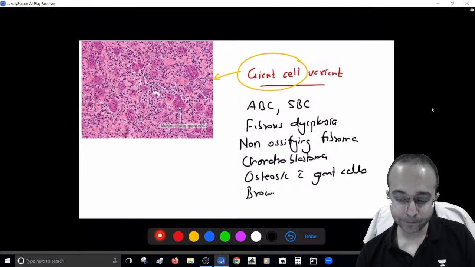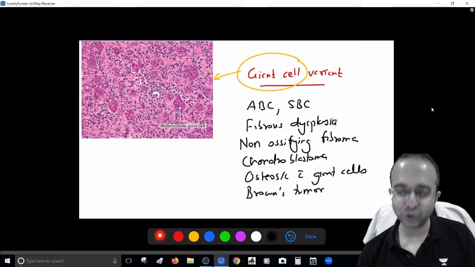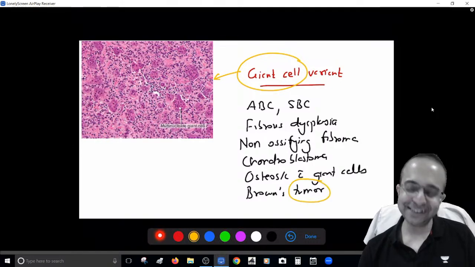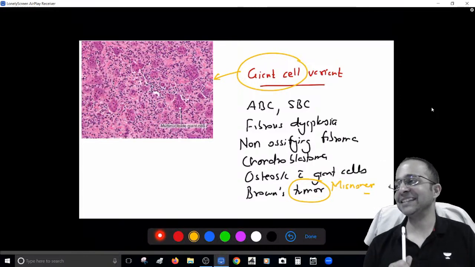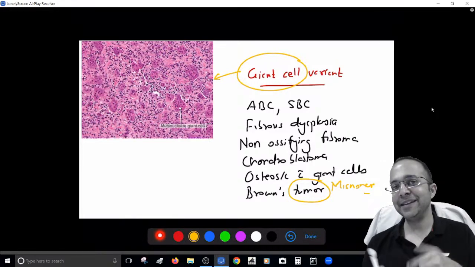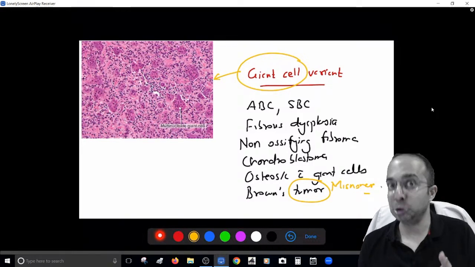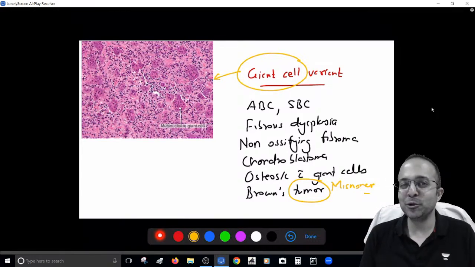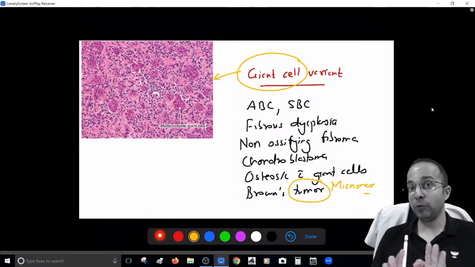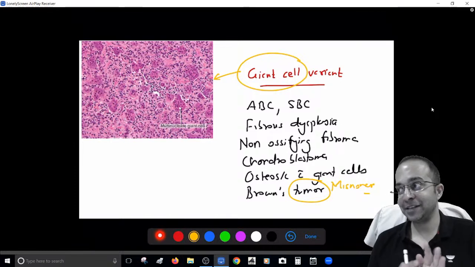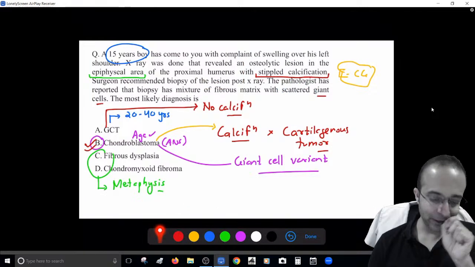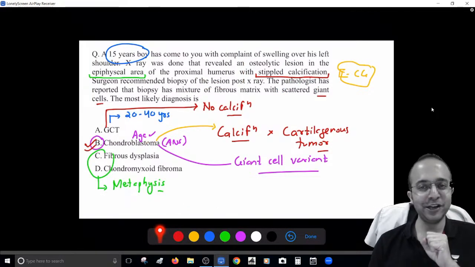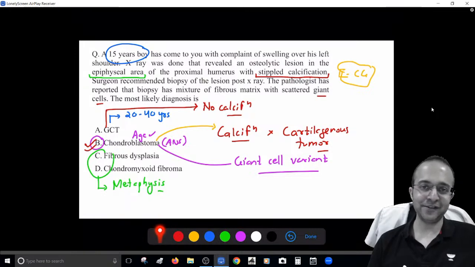And absolutely right, in Brown's tumor you can also find giant cells on the biopsy. But please, the word tumor is a misnomer. Dear Adnan, Brown's tumor is in hyperparathyroidism, not a true tumor. It's called a tumor. Right now I'm giving you the tumors that are giant cell variants, so that's why Brown's tumor is not included. But certainly, even in Brown's tumor, you can have giant cells on the biopsy. Clear with that? So chondroblastoma also comes under giant cell variants. So you can have giant cells in chondroblastoma, and that's why I picked the answer as chondroblastoma.